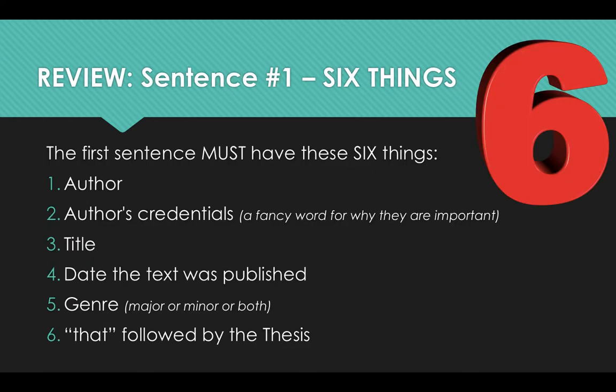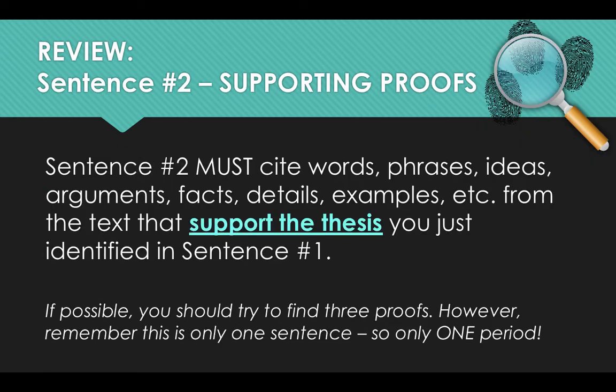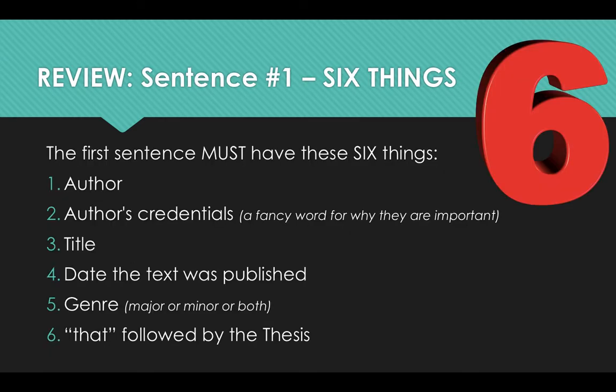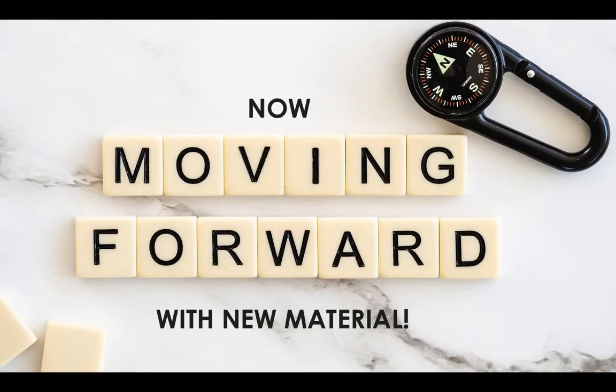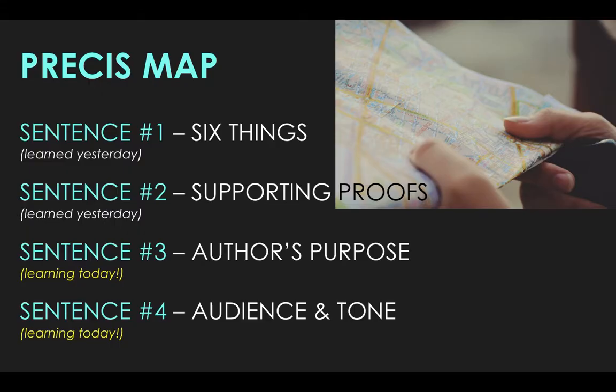So let's go back. Sentence 1 has 6 things. Sentence 2 has supporting proofs, typically 3. I think you're getting what I'm going to be asking in the quiz here. Moving forward, so we have 4 sentences. We've covered 2. That's half of it. And now we have 3 and 4. Cool, I've laid it all out for you.